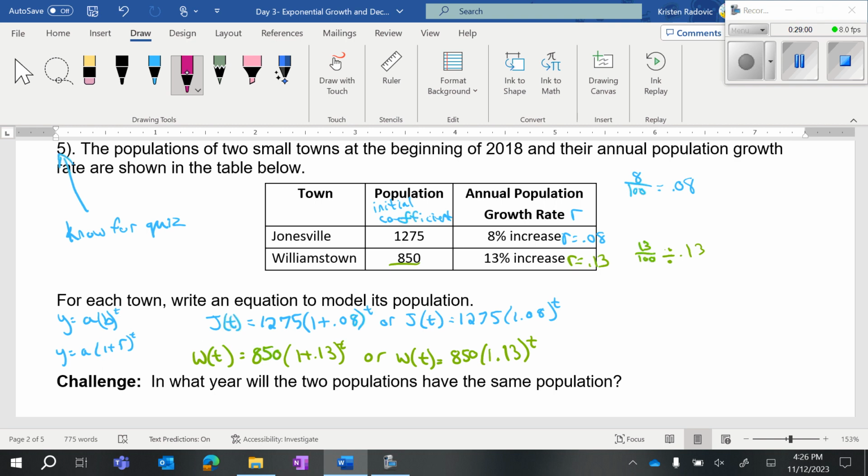I want to do one more. Let's say we have Valley Stream. We're making up numbers. And let's say we started with 2,013 people. Whether we have more or less, I have no idea. But let's say we decreased by, let's go with 7%.